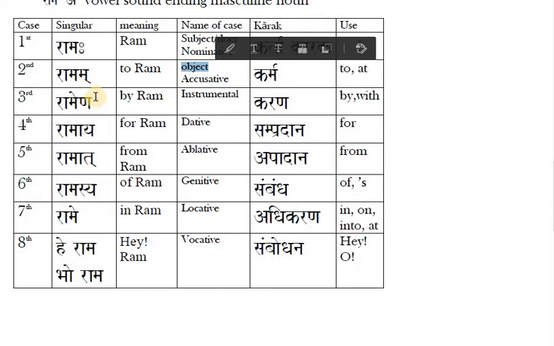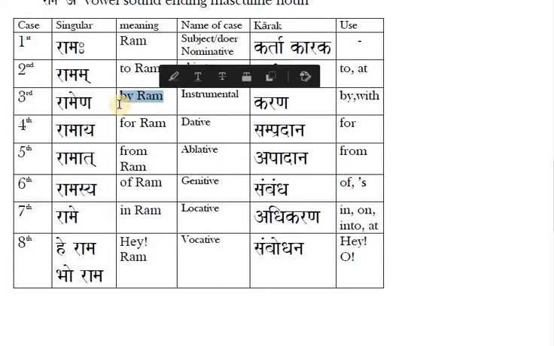Object. Yes. What is the use of the third case? By. Fourth case use? For. Fifth case use? From. Sixth case use? Of. Seventh case use? Location. In. Now students, here you see the usages: to, at, by, with, all these usages are there, you can use. In, on, into, at you can use. Alright, at is here also. And the eighth case is He Rama.